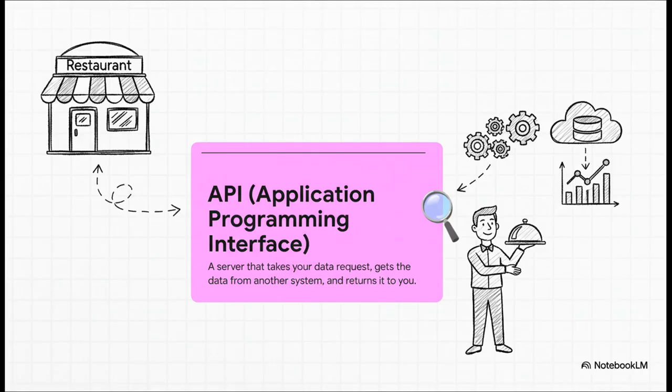Honestly, the restaurant analogy is the best way to think about it. You don't just barge into the kitchen yourself to get your food, right? No, you give your order to a server, that's the API, who then goes to the kitchen for you and brings back exactly what you asked for. It's how different software systems can talk to each other and share data in a really controlled, orderly way.